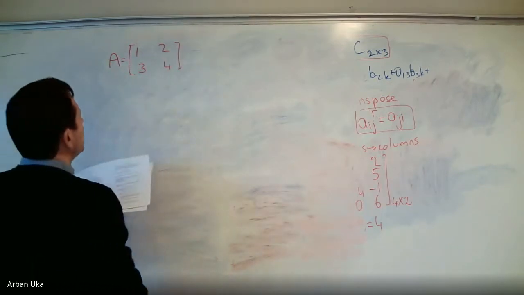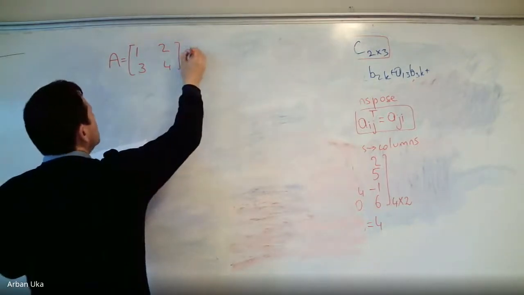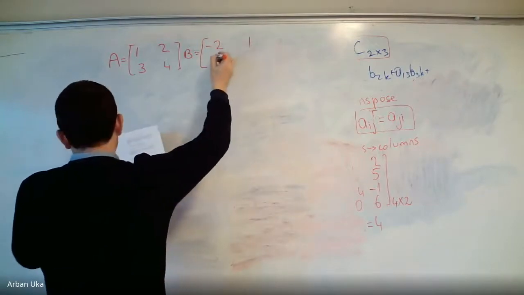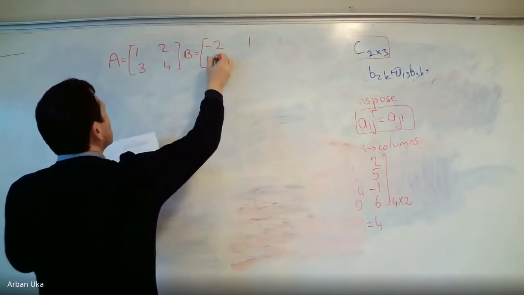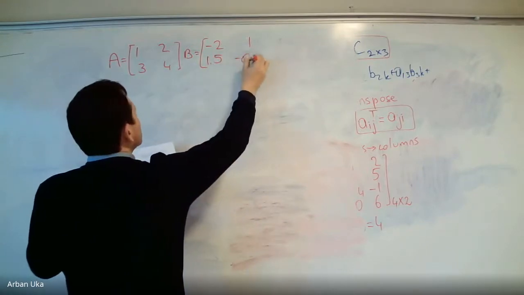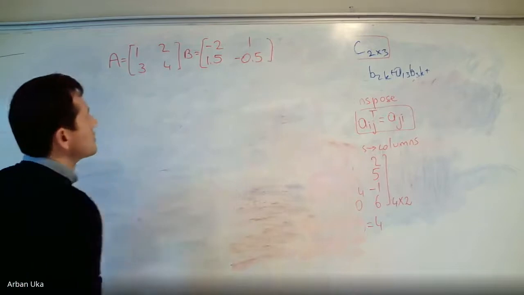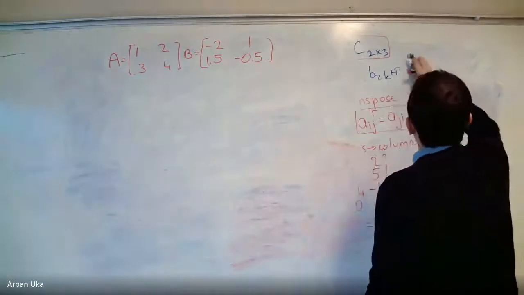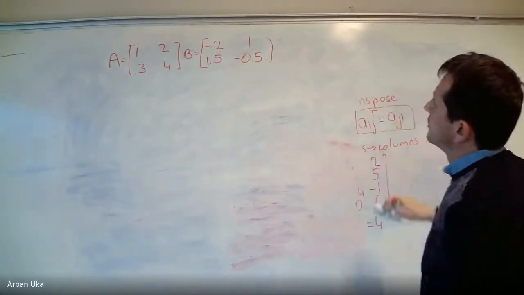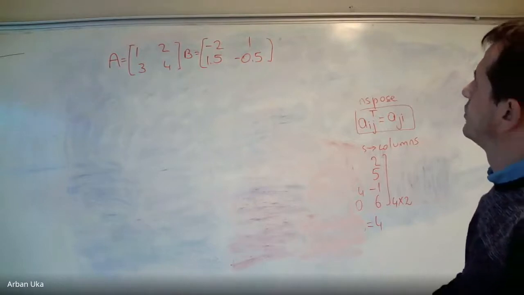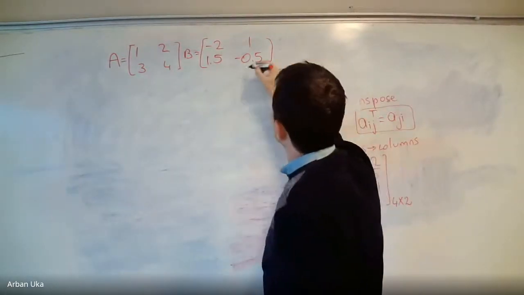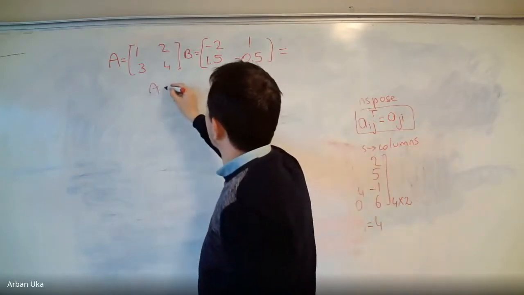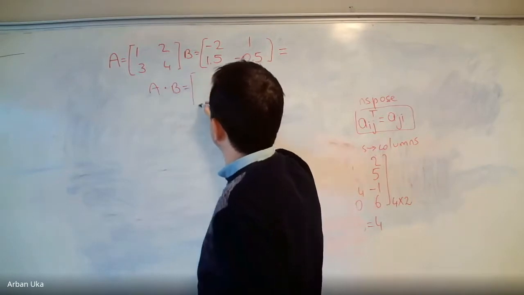Okay, so here we have a matrix A, and here we have another matrix B, which is equal to minus 2, 1, 1.5, and minus 0.5. So let's multiply these two matrices and let's find what we get. Okay, so here we have these two. If you multiply those, what do we find? Let's write here. A multiplied by B, we get what?